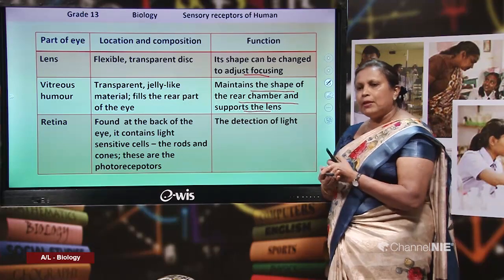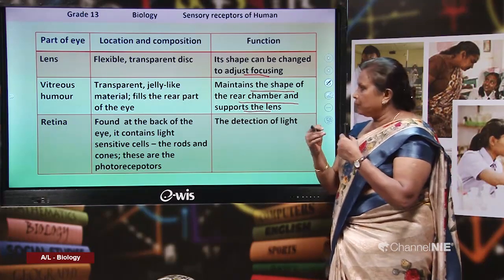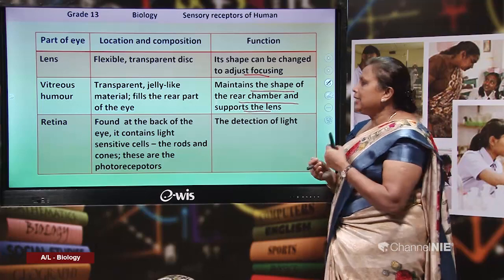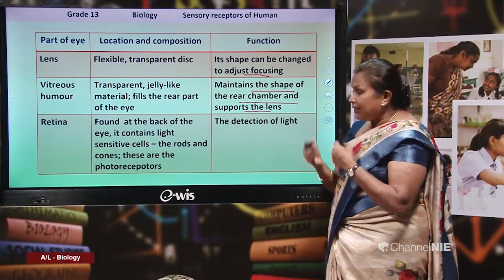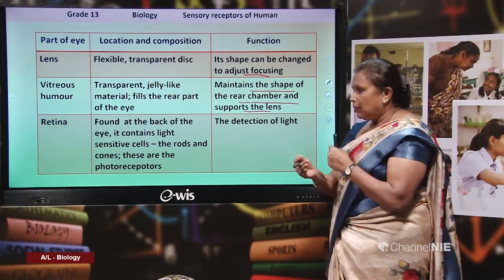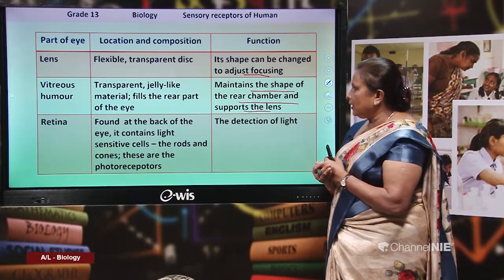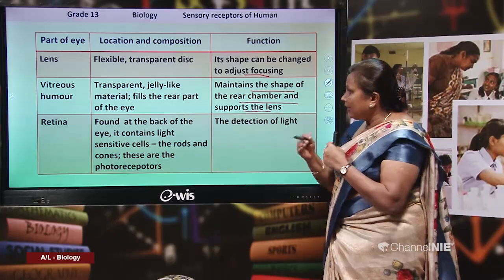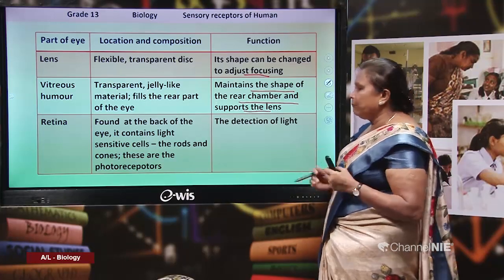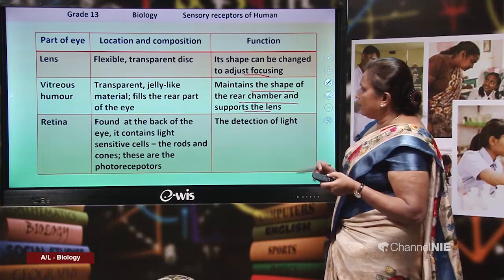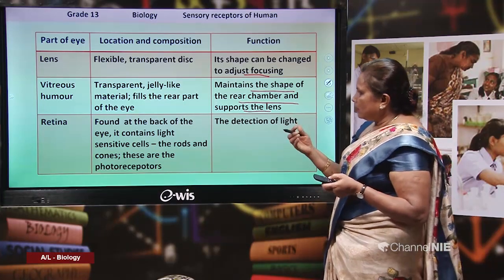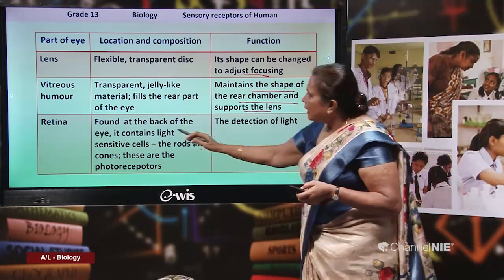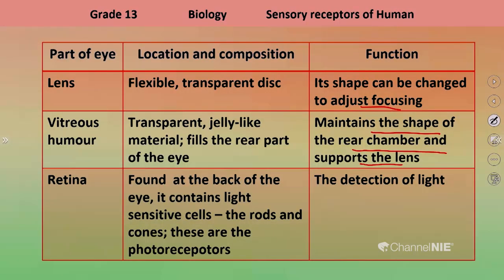Vitreous humor produces certain pressure inside the vitreous body, the rear part of the eye, which keeps the retina intact with the choroid. That is very important for the person to see. Retina, found at the back of the eye, contains light sensitive cells for detection of light.